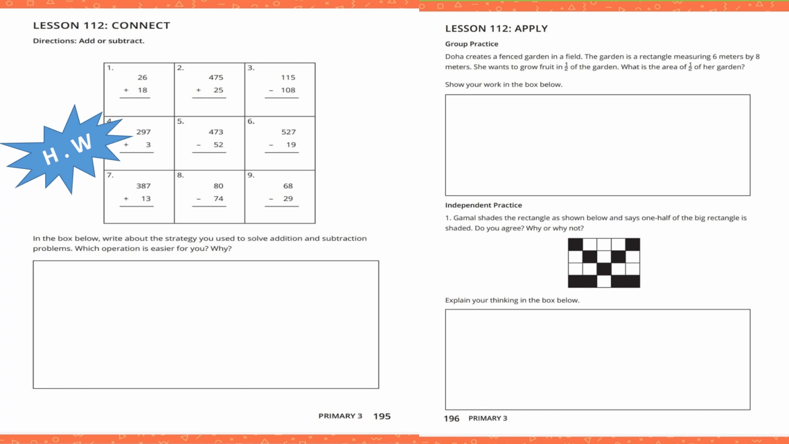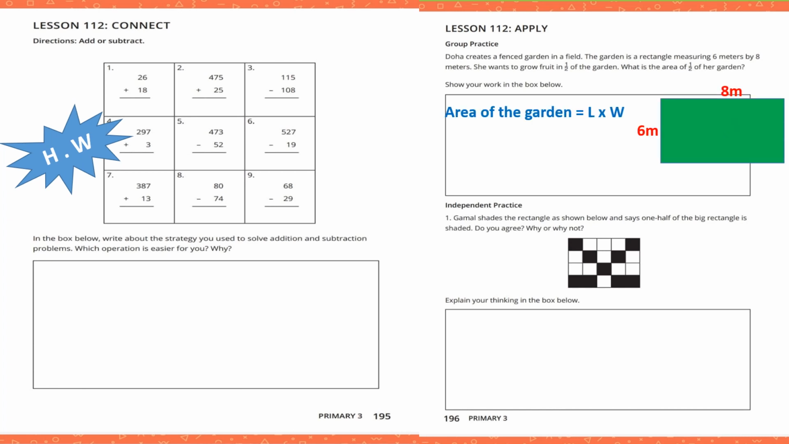So now I will draw the garden. The length equals 8 meters and the width equals 6 meters. Area of the garden equals, I know that the area equals length times width. So 8 times 6 equals 48 square meters. But what about the half of the area? The half of the area equals 48 divided by 2 equals 24 square meters.